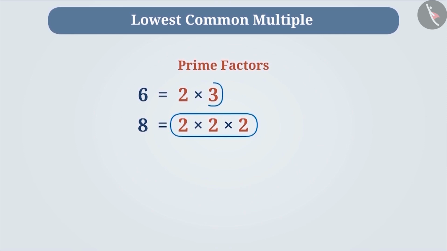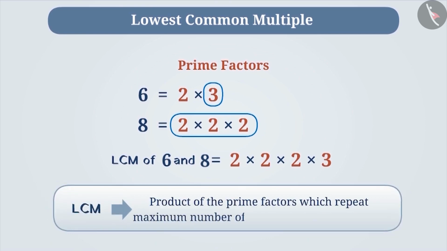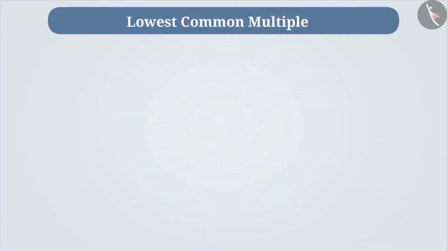The product of these prime factors will be the LCM of the given numbers. In order to find the LCM of 6 and 8, we will find the product of the prime factors occurring in maximum numbers. Therefore, the LCM of 6 and 8 is 2 into 2 into 2 into 3, which is equal to 24. There is another interesting method to find LCM. Let's find the LCM of 6 and 8 by this method.